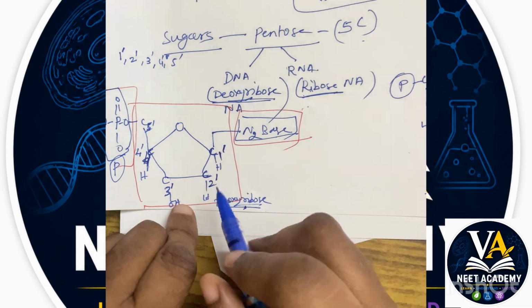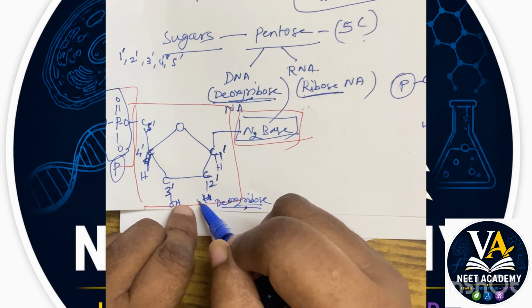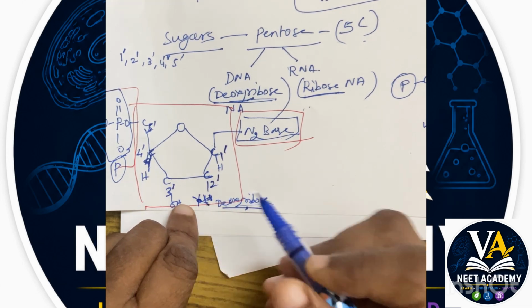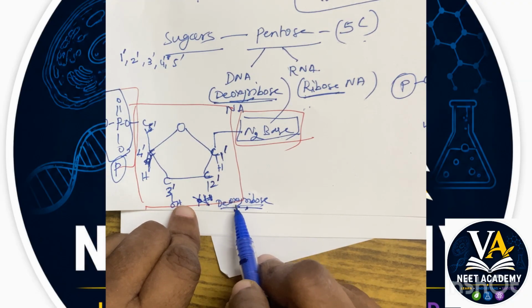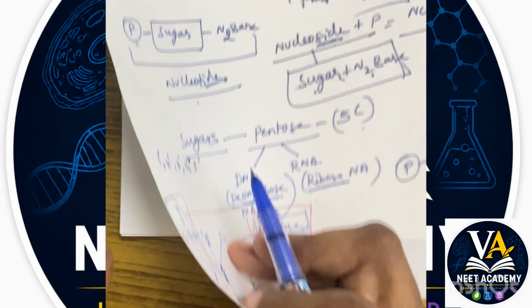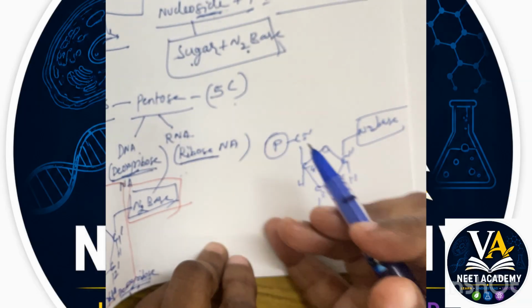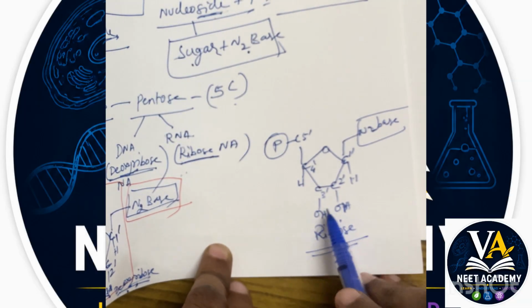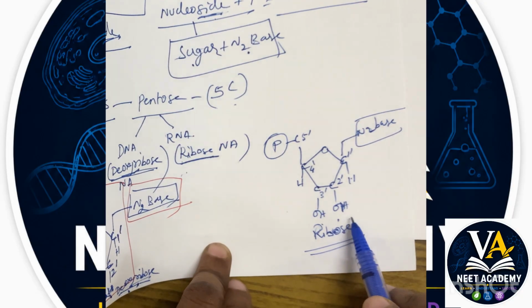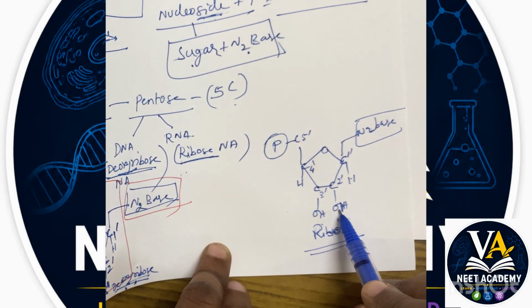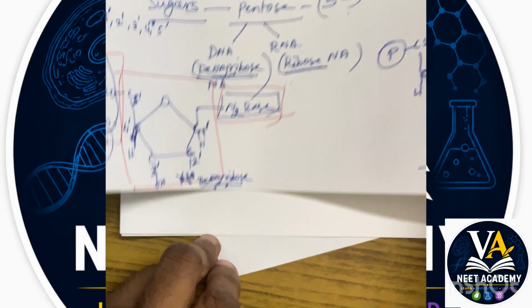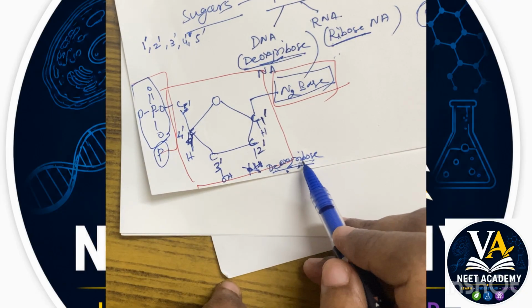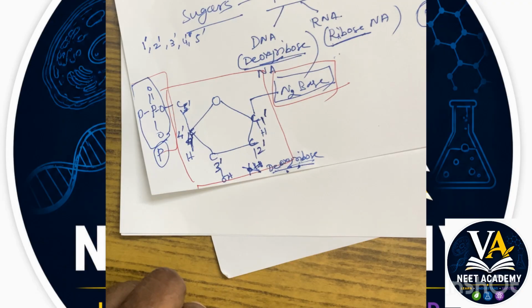So what has happened? The oxygen at the 2 prime end has been removed in the DNA, and this is why it is called deoxy. Okay, deoxyribose. Ribose is like this, where the 2 prime hydroxyl group is present. So when you remove this oxygen, you call it as deoxy, isn't it? And when you remove this oxygen, you get a DNA called as deoxyribose. Hope it's clear, students. Okay, very simple.